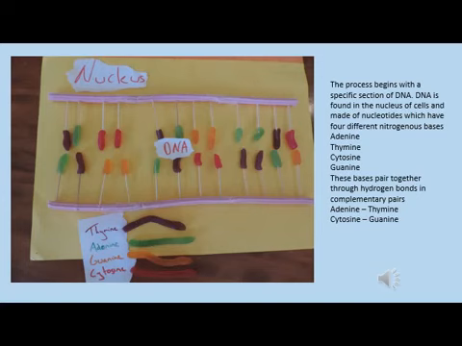The process of protein synthesis begins with a specific section of DNA. DNA is found in the nucleus of cells and is made up of nucleotides, which have 4 different nitrogenous bases: adenine, thymine, cytosine, and guanine. These bases pair together through hydrogen bonds in complementary pairs. A pairs with T, C pairs with G. So adenine and thymine, and cytosine and guanine.